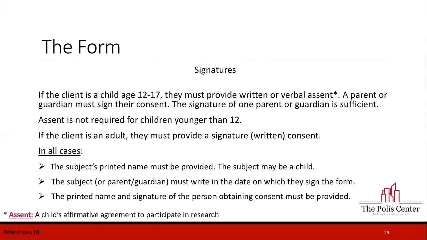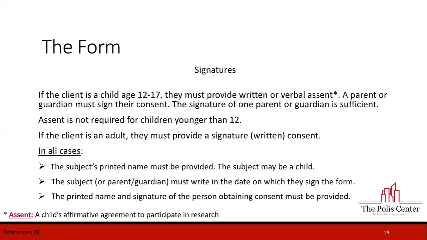We are not requiring assent for children younger than 12. This is because the IRB has determined that children younger than 12 probably don't fully understand the concept of sharing private information or data breaches. But between the ages of 12 and 17, we anticipate that they do.